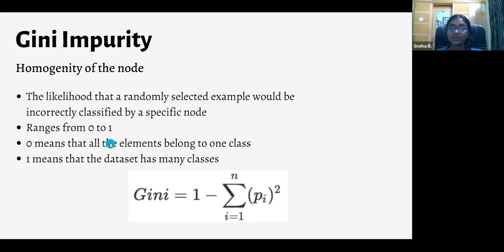So 0 means that the elements belong to one class, and if your impurity is 1, that's totally impure. That means that you have many different classes, and that particular feature is not helping you do a good job of classifying your data into those classes. So that's what Gini impurity is all about.